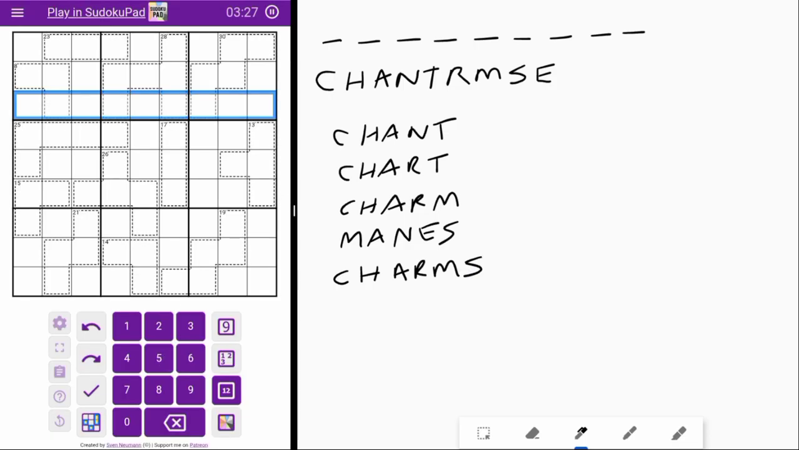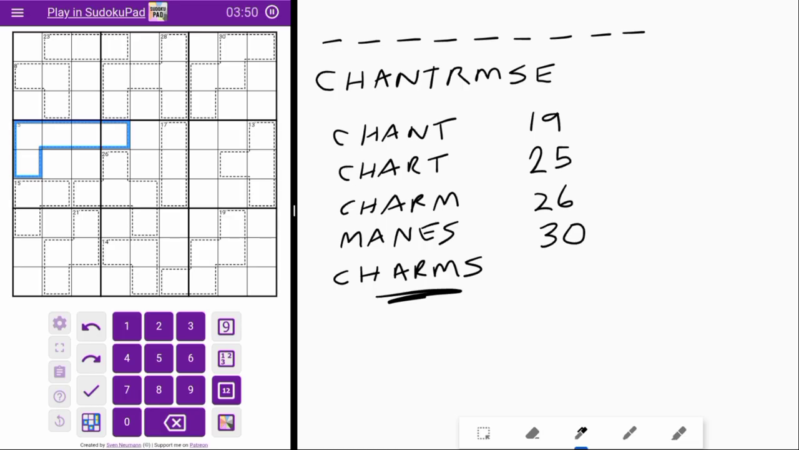Now they have to correspond with the 5-letter ones in here. So what do we have that's 5 letters? There's a 30, there's a 26, there's a 19, and there's a 25. So I'll write those down in order. So there's a 19, a 25, a 26, and a 30. Now charms is the only one that's a 6-letter word, so it has to go in this 6-letter box here. So that means we know that charms is 28. So we know that one.